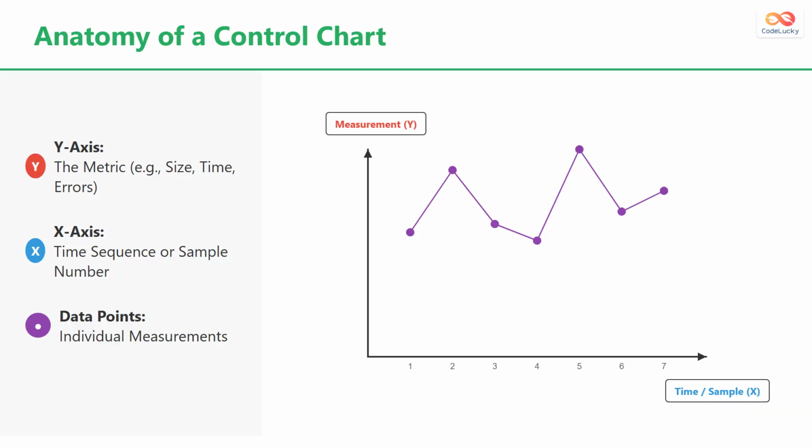Let's break down the anatomy of the chart. On the y-axis, we have the measurement we are tracking, such as size, time, or number of errors. The x-axis represents the time sequence or sample number. The data points show our individual measurements as they happen.